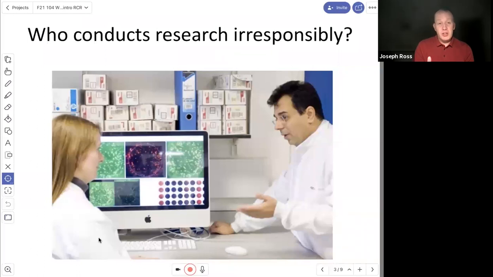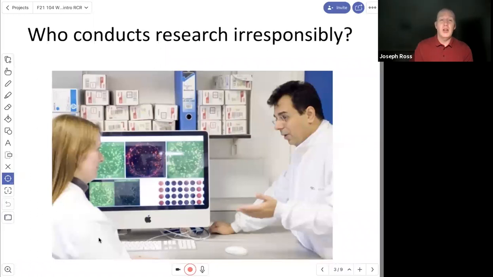So the short answer is everybody has the opportunity to conduct research irresponsibly. I'm not saying it's a good thing. I made it sound like it was a good thing, but it's not. But anybody who is involved in the research enterprise, from the people that conduct experiments and collect data to the people that analyze data, interpret data, publish data, share data in talks at conferences, write Twitter posts, post things to their Instagram, everybody involved has the opportunity to conduct research irresponsibly.